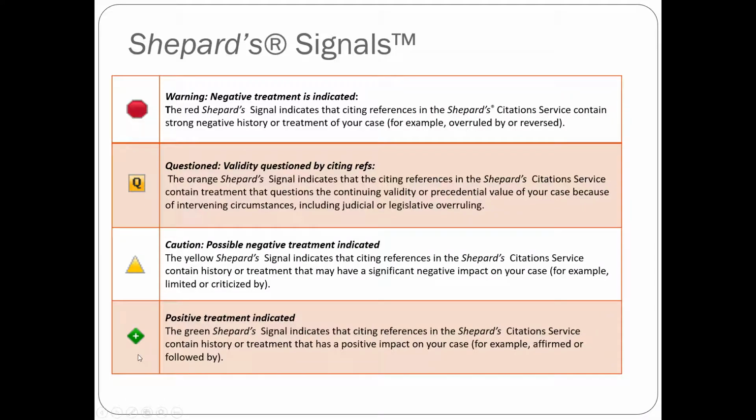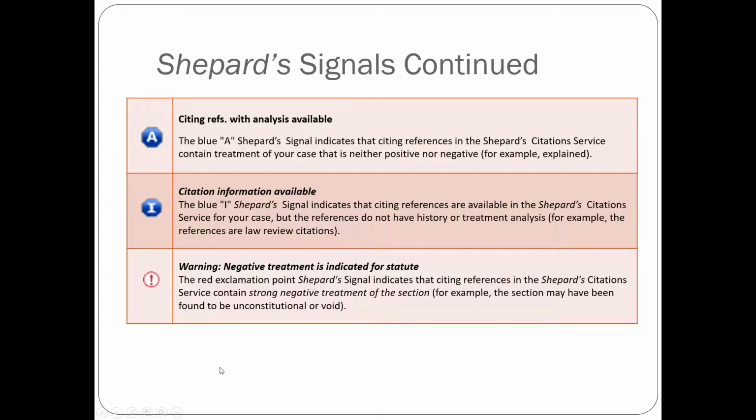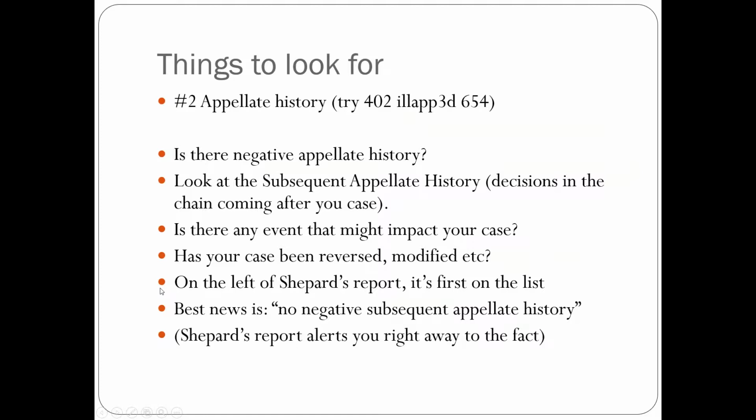Okay, now here you have your lucky charms, the green diamond. It indicates that there is actually positive treatment. So it's affirmed, followed, extended, or something like that. These are kind of the neutral ones: citing references with analysis available, like explained, cited, something like that. And it's cited, but there's no treatment code. And this is the one you have to worry about for a statute. Something bad has happened with this red exclamation point in a circle. Okay.